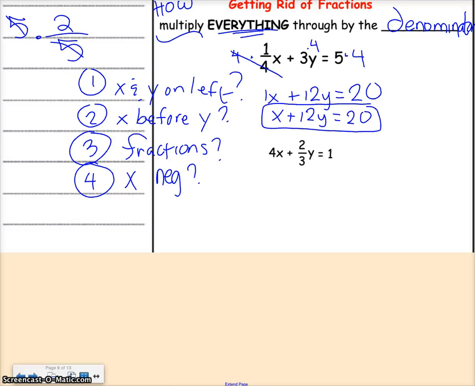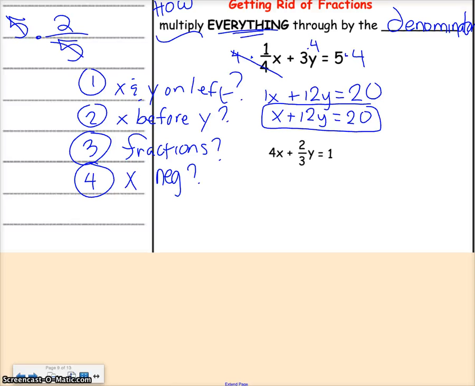Next one, 4x plus 2/3 y equals 1. Are x and y on the left? That's my first question. X and y on the left, yep. Second question, is x before y? Sure is, x is before y. That's nice. Third, are there fractions, question mark? Do you see a fraction? Yes, I do indeed.